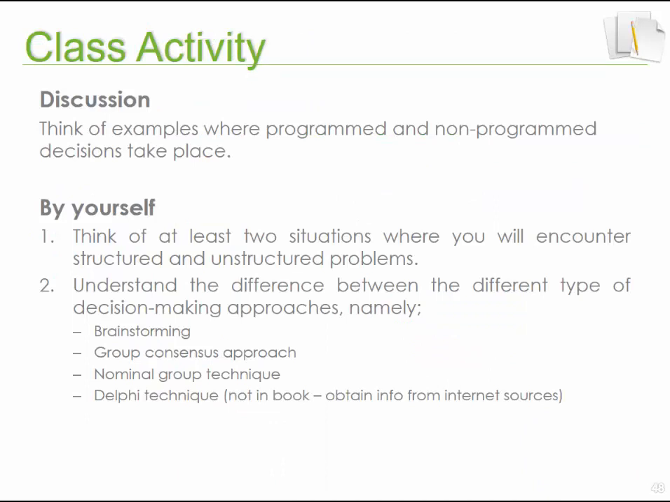By yourself, try to think of examples of programmed and non-programmed decisions, and when these would take place. Also try to think about the different types of problems that were identified by the Gorry and Scott Morton framework, known as structured, semi-structured and unstructured problems. And also try to find examples of decision-making approaches. When would you perhaps make use of brainstorming, group consensus, the nominal group technique, the Delphi technique, as well as multi-voting?